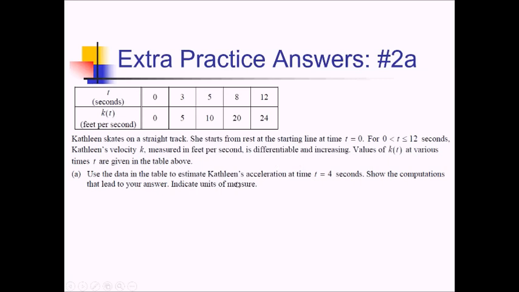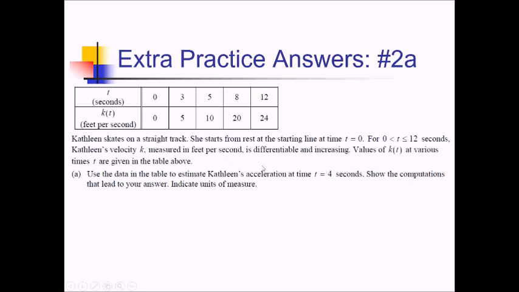For this free response problem, we have Kathleen skating on a straight track. She starts from rest at the starting line at time 0, and between time 0 and 12, her velocity k, measured in feet per second, is differentiable, it's increasing, and values of k are shown in the table up here. So for part A here, we want to use the data in this table to estimate Kathleen's acceleration at time 4 with units of measure.